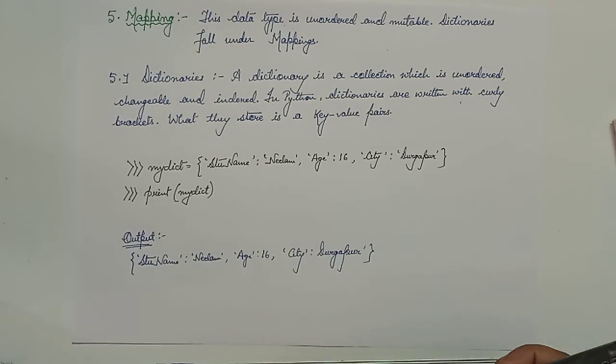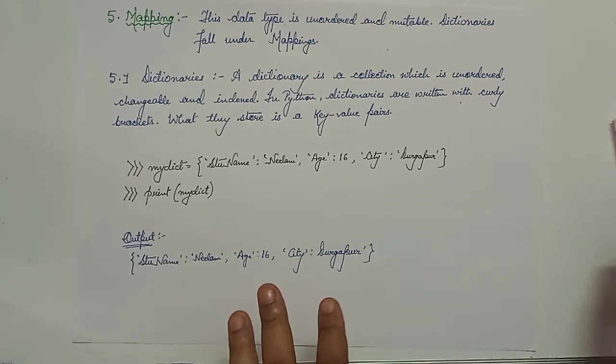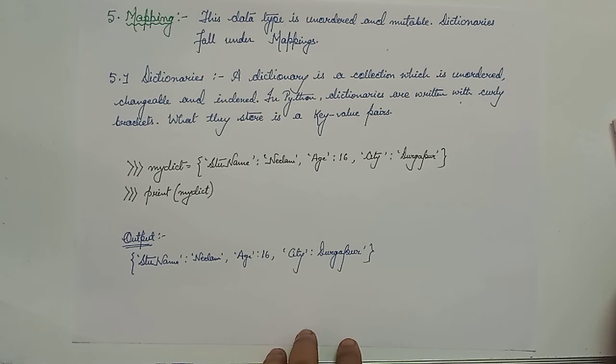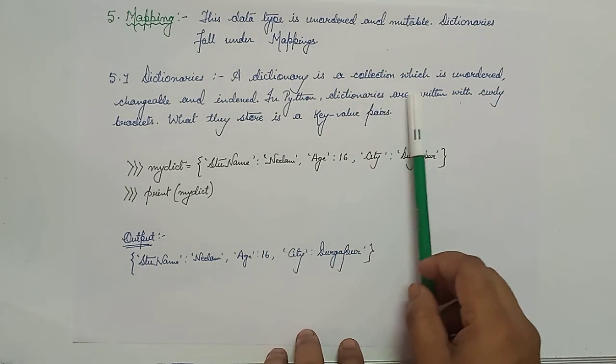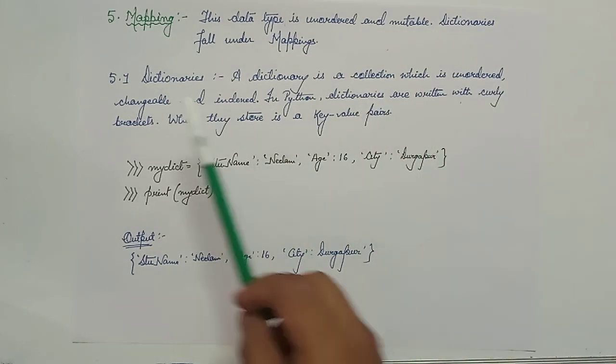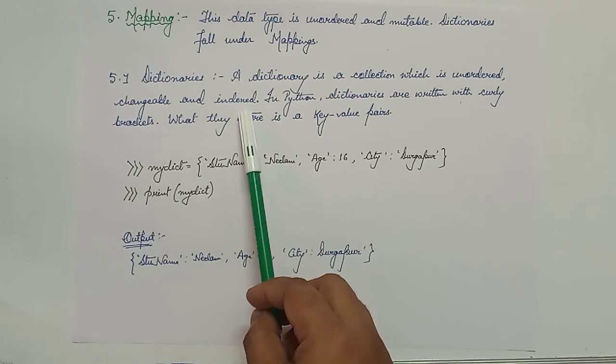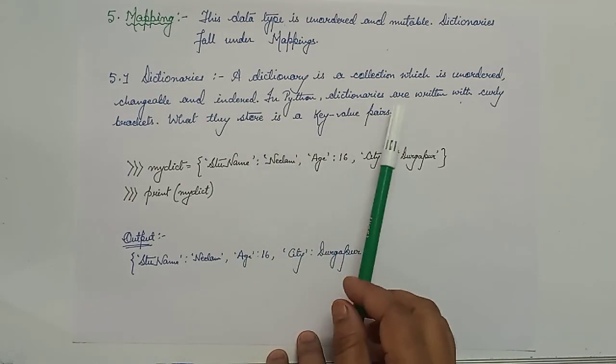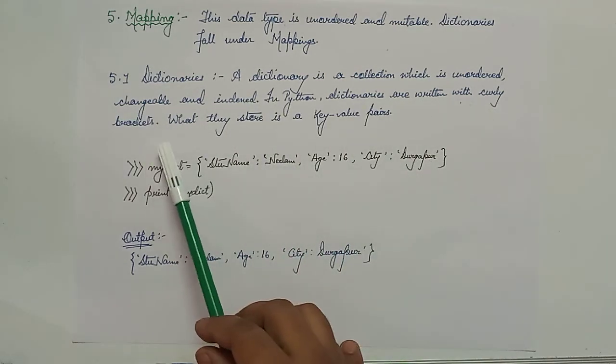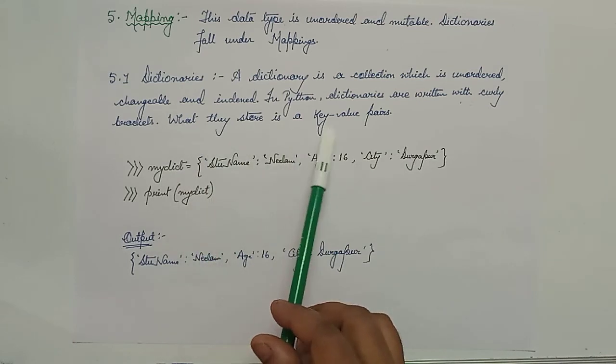Next is mapping. This data type is unordered and mutable. Dictionaries fall under mappings. Let's talk about dictionaries. In a dictionary, whatever values we store are stored as key value pairs. A dictionary is a collection which is unordered, changeable, and indexed. In Python, dictionaries are written with curly brackets. What they store are key value pairs.